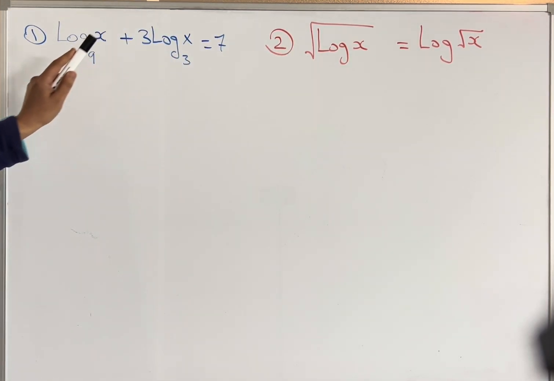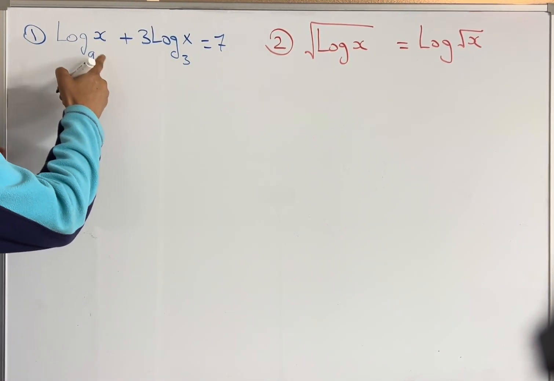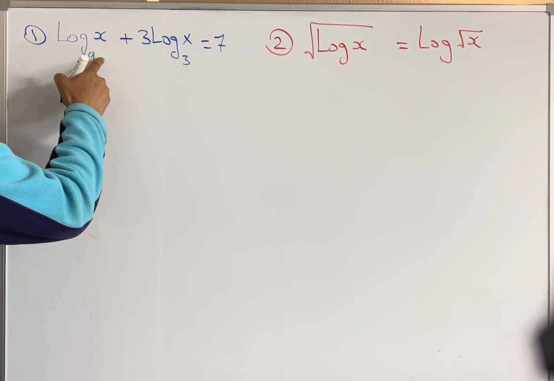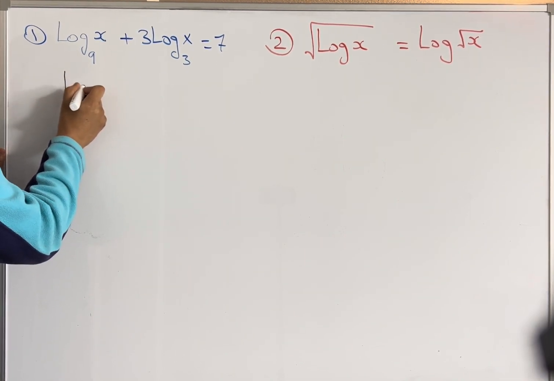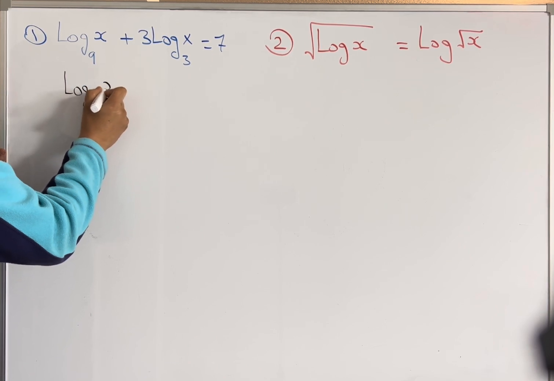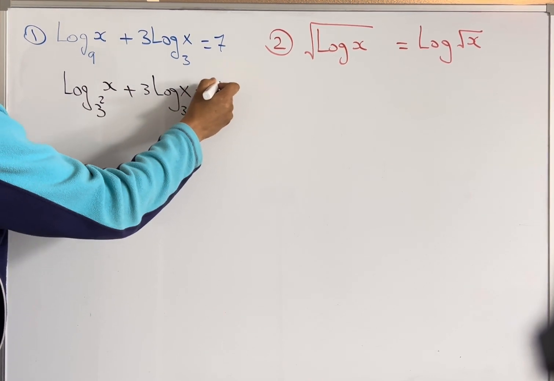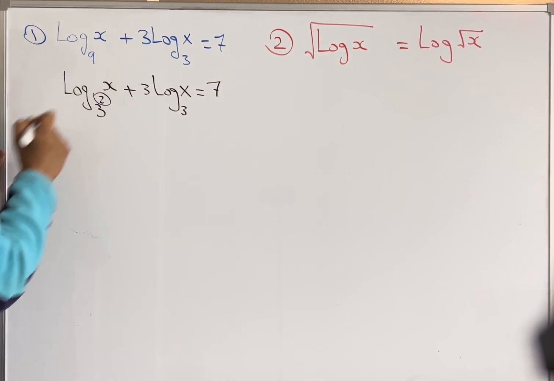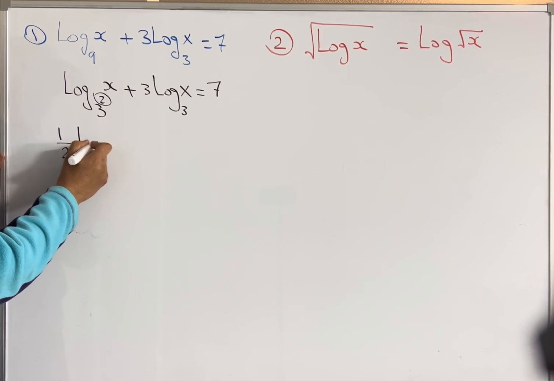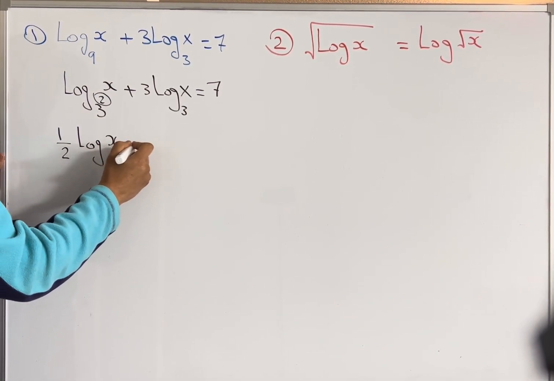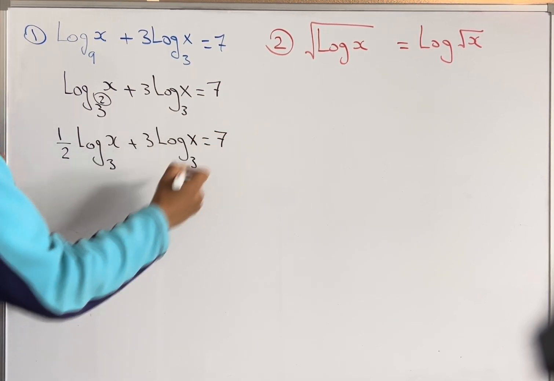Two log questions. Let's do this one first. Here, if you notice, both of these have different bases. But lots of students don't know that they could change this to log base 3 squared x plus 3 log base 3x equals 7. Now this square right here, you could pull it out and make it 1/2 in front of the log base 3x plus 3 log base 3x equals 7.